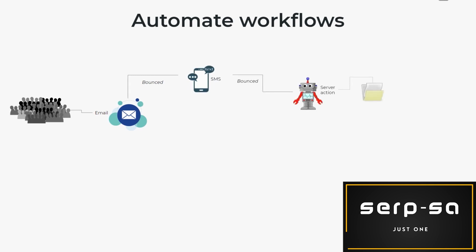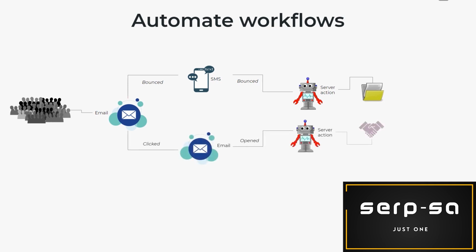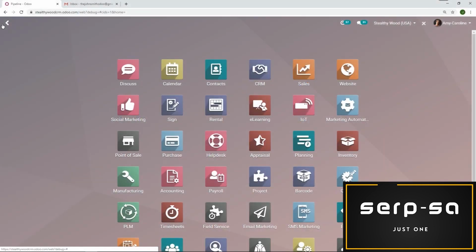And not just that, it also speeds up processes and creates a seamless experience for my employees. And guess what? Again, I found what I need in one single application with Odoo's marketing automation app. So let's dive in and check it out right now. All right, here I am on my database.